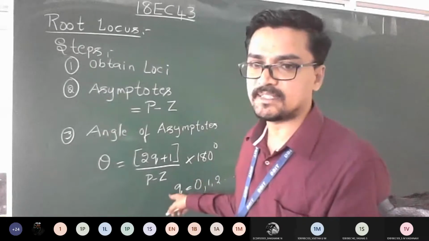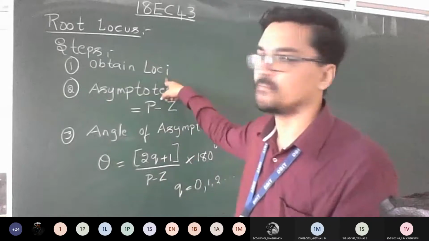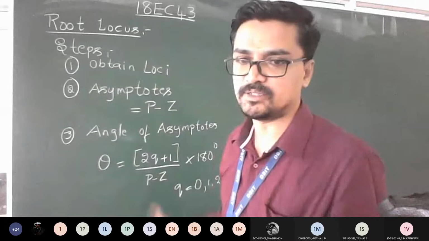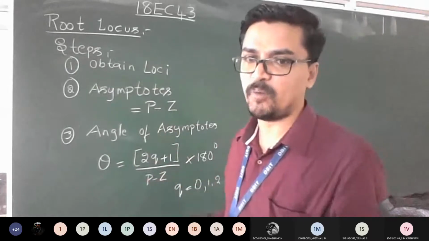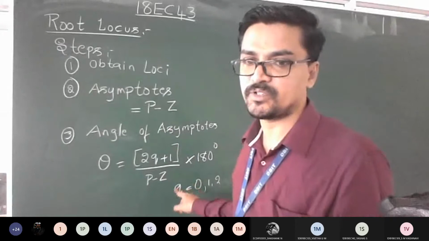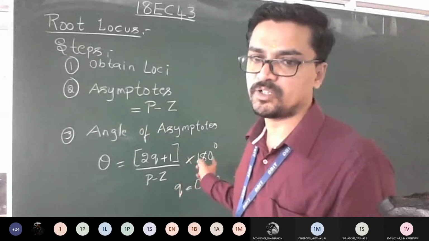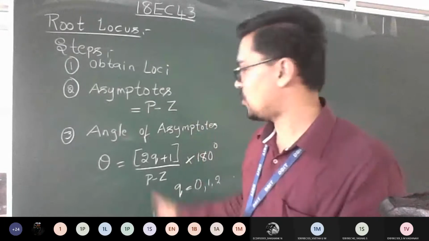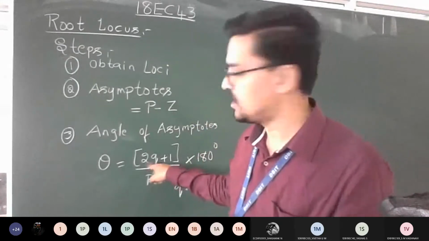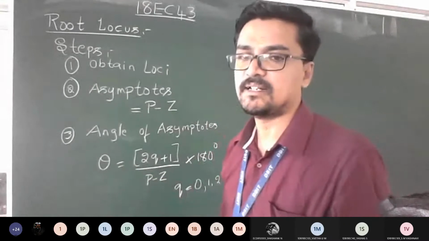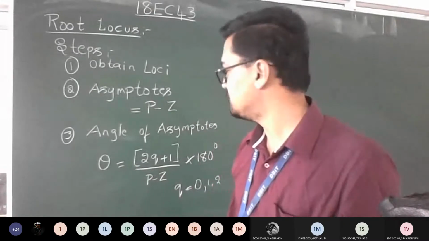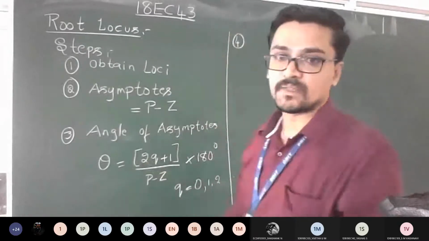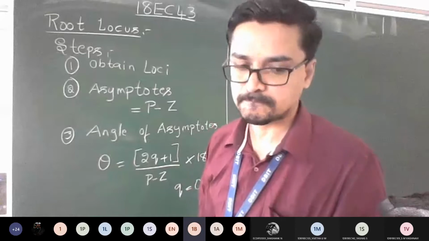This q is directly interlinked to your number of loci. So you need to check how many values of q are required. Depending upon the problem, it will keep varying. In a few problems you may have q equal to 0, 1, or q equal to 0, 1, 2, 3, or 4, and so on till n number. So what values of q you should substitute here and how many angles you are supposed to calculate, that we will discuss. Is it okay till here? Step number 3, everyone. Shall I proceed? Yes, sir.